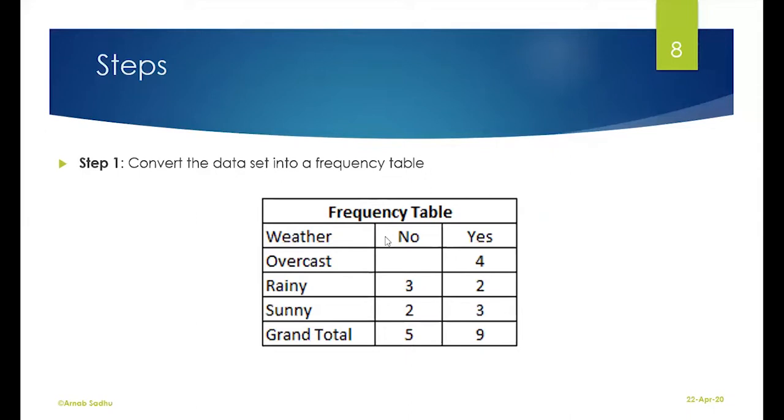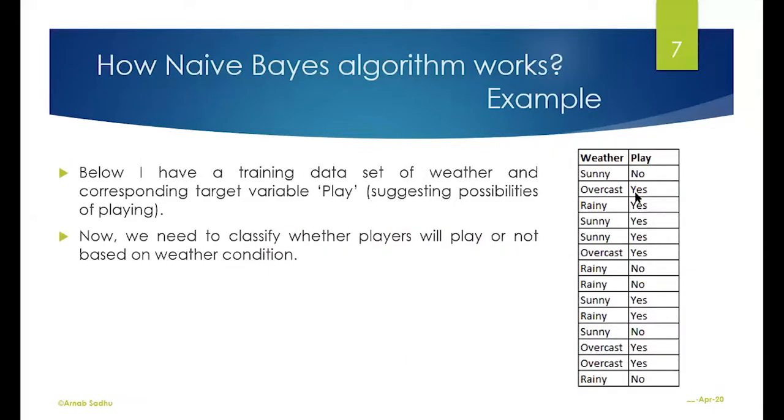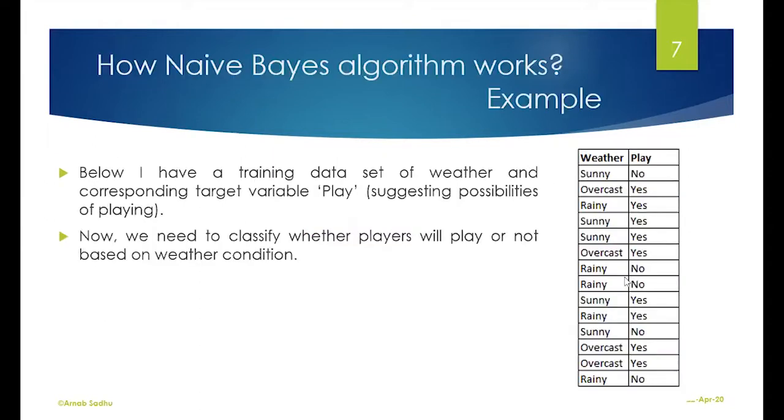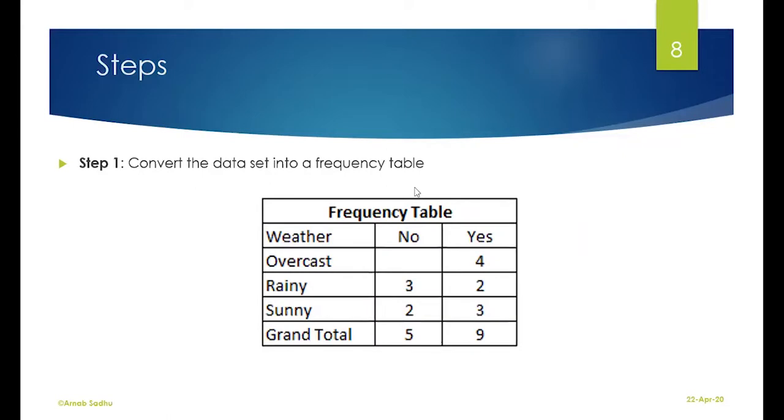When the weather was overcast, the player played all the time. If the weather is rainy, the player plays on two occasions and does not play on three occasions. If the weather is sunny, the player plays on three occasions and does not play on two occasions. Now we take a grand total of these columns. In the first column, how many times has no occurred? 5. How many times has yes occurred? 9. So this is the grand total.